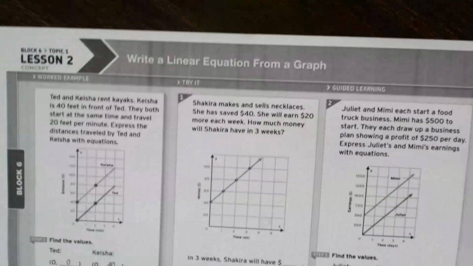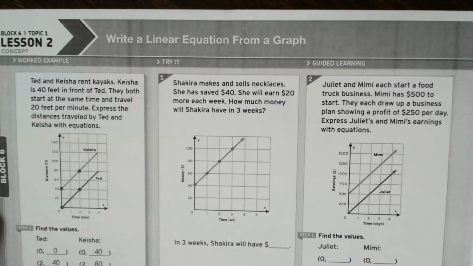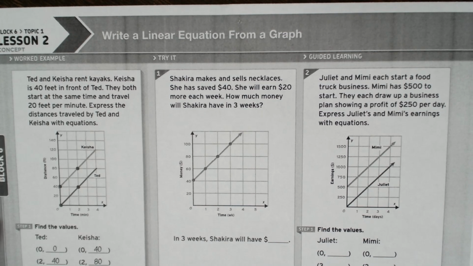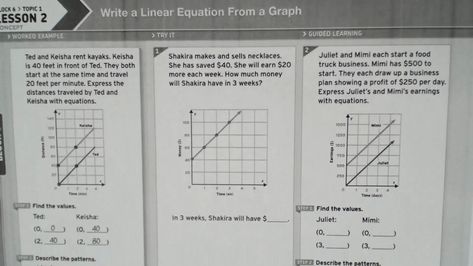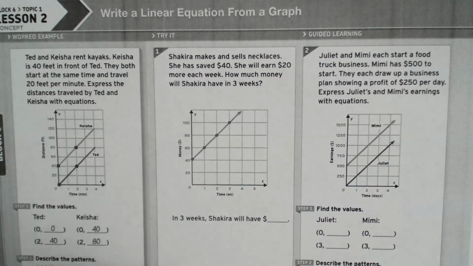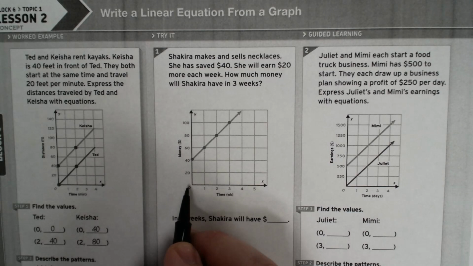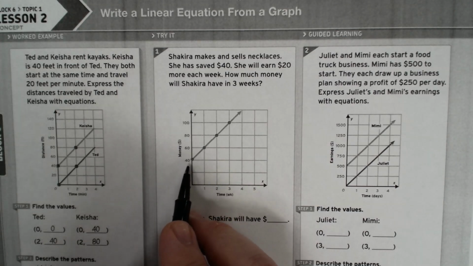Let's look at this first one. Number 1, Shakira makes and sells necklaces. She has saved $40 and she will earn $20 more each week. How much money will Shakira have in 3 weeks? So if you look at the graph, it says she's saved $40. That means after 0 weeks, she's already got $40. So that's why the graph is hiked up to 40 at the start.